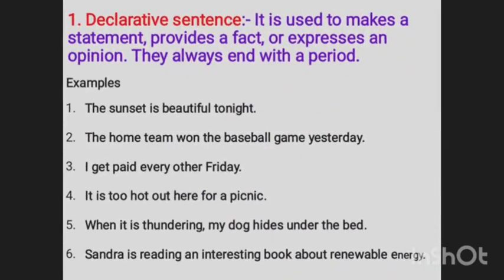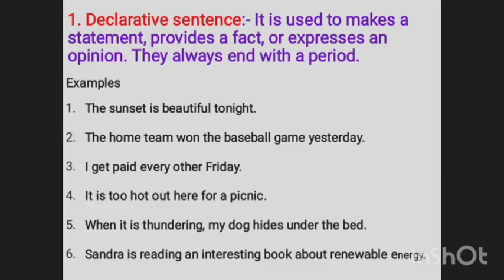Alright. Now let's look at the declarative sentence. What is a declarative sentence? It is a sentence that is used to make a statement or provide a fact, or it is used to express an opinion, and it always ends with a period, which is the full stop. So we use it to declare, to make statements, to provide a fact, or to express an opinion.